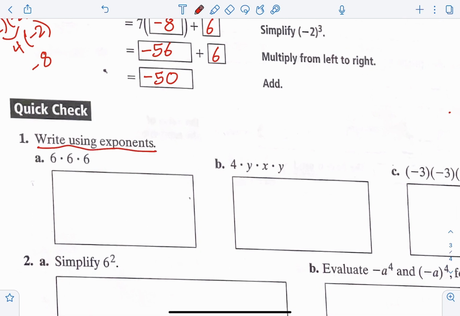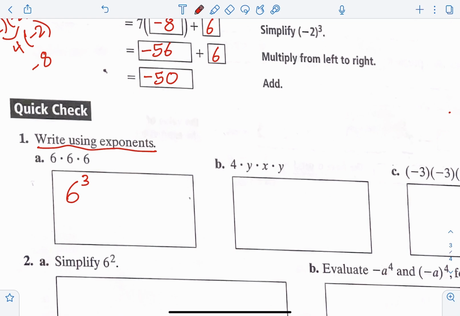So all you need to do right here is you're going to be writing with your base as the big number and then your exponent as the small number. So the base on here is 6. How many times does 6 times 6 times 6 happen? Is 3. So you're going to put a small exponent of 3 up and to the right.